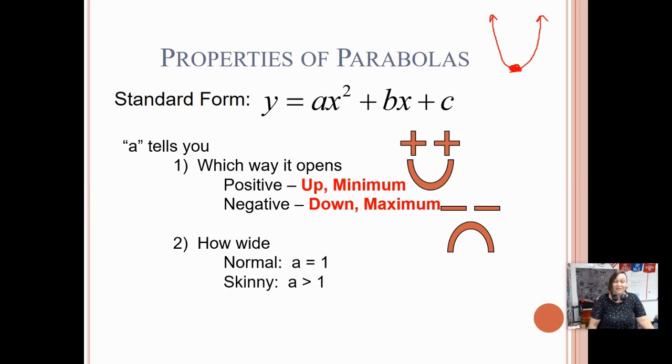If A is greater than 1, even just like 1.1, the parabola will get skinnier. And if A is less than 1, so we're talking a fraction or decimal less than 1, again, we're ignoring the signs right now, so even a negative fraction or decimal somewhere between 0 and 1, it's going to get wider. So it'll get more open, more bowl-shaped.